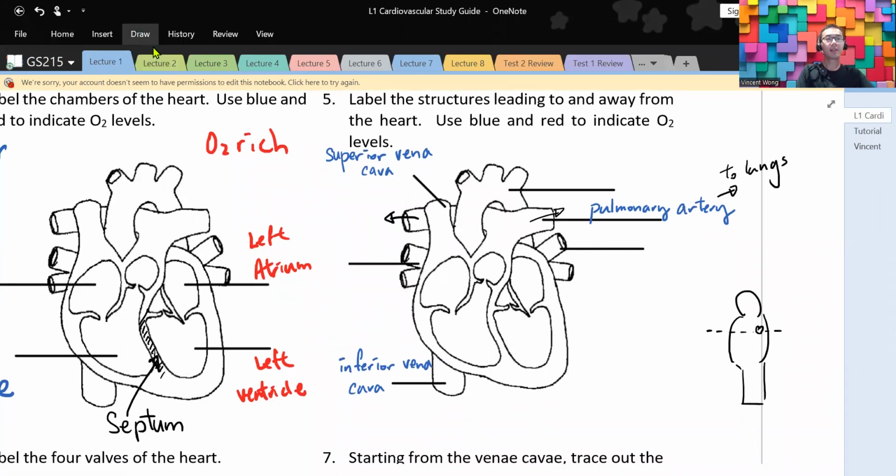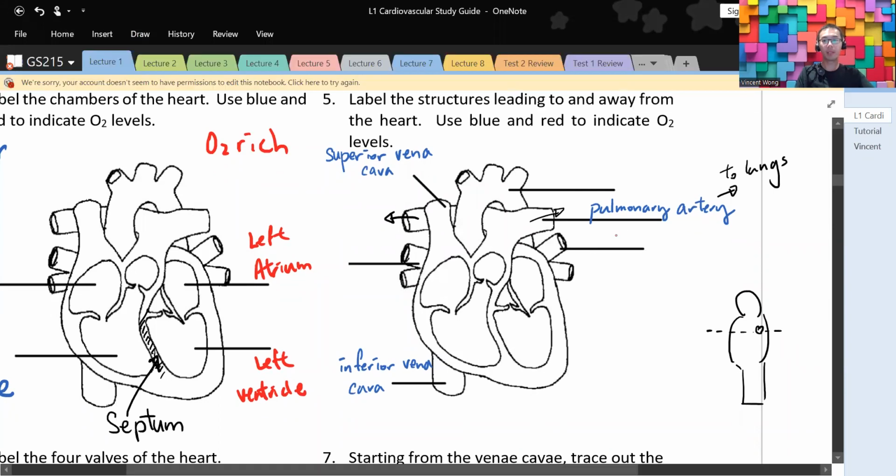Coming back, we have the pulmonary veins, which would be rich in oxygen now. So pulmonary vein from lungs, and you have another one over here. Pulmonary vein.